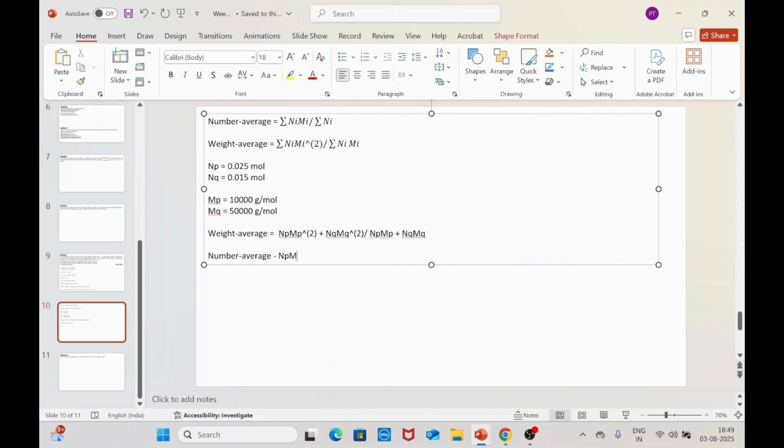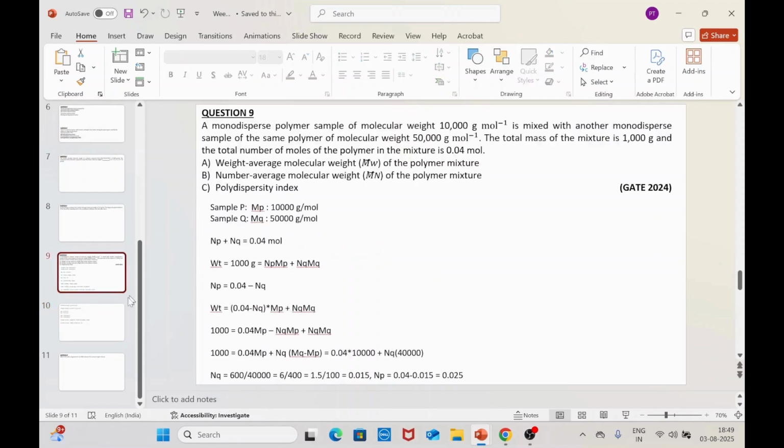And the number average will be NP MP plus NQ MQ by NP plus NQ. Is there any doubt with these formulas of weight average and number average, or any confusion which is preventing you from solving this problem?